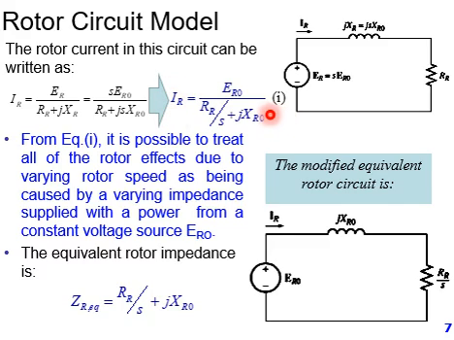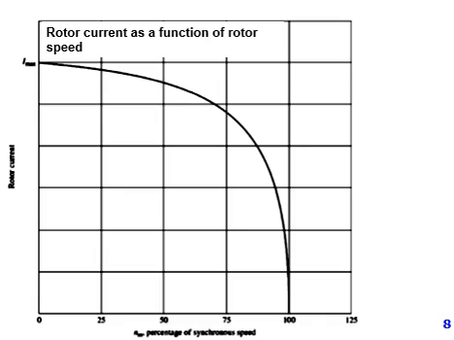But in this case, the denominator is now equal to the new impedance at the stationary stage. If this is the impedance, then the modified equivalent circuit can be written in the form of the new impedance and the new voltage. So the equivalent rotor impedance is this in this case.